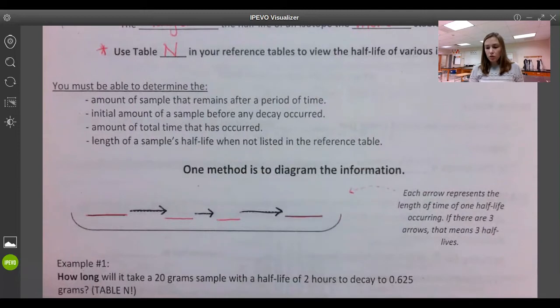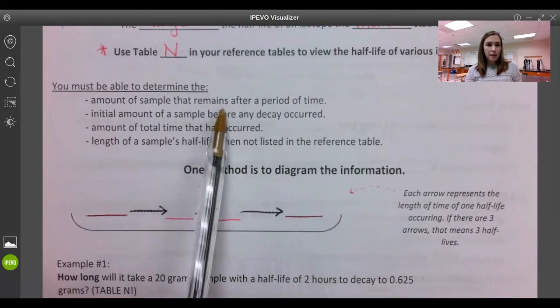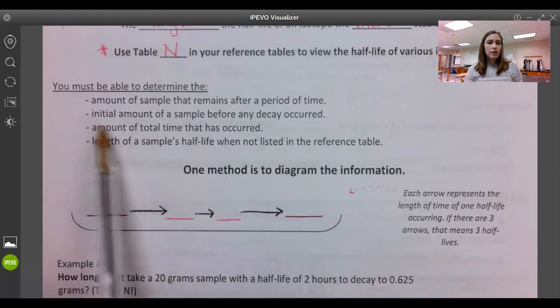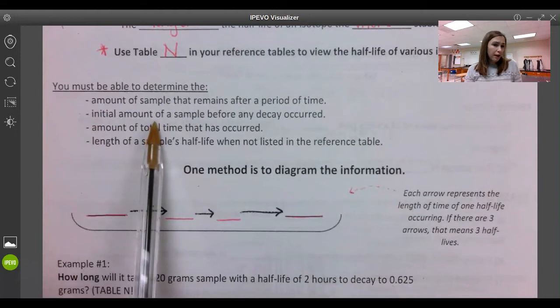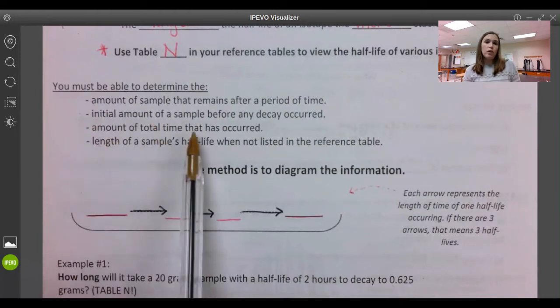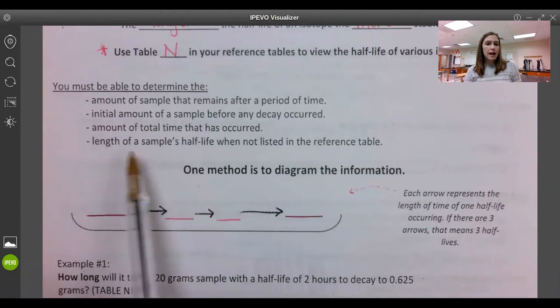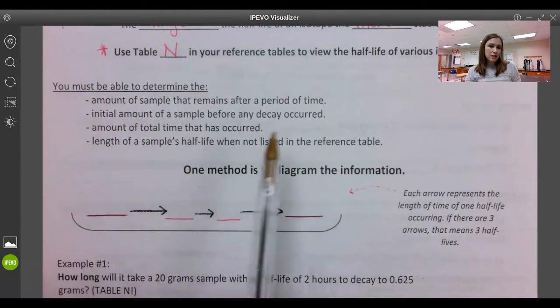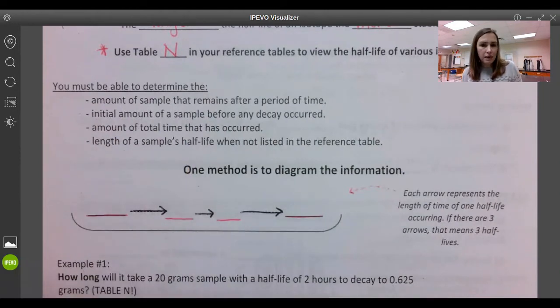But what you have to be able to do is determine how much remains after a certain period of time, the initial amount that might have been there after a specific period of time, the total amount of time that has passed from start to end, and the length of a half-life when it's not listed in the reference table. So those are the four main parts.